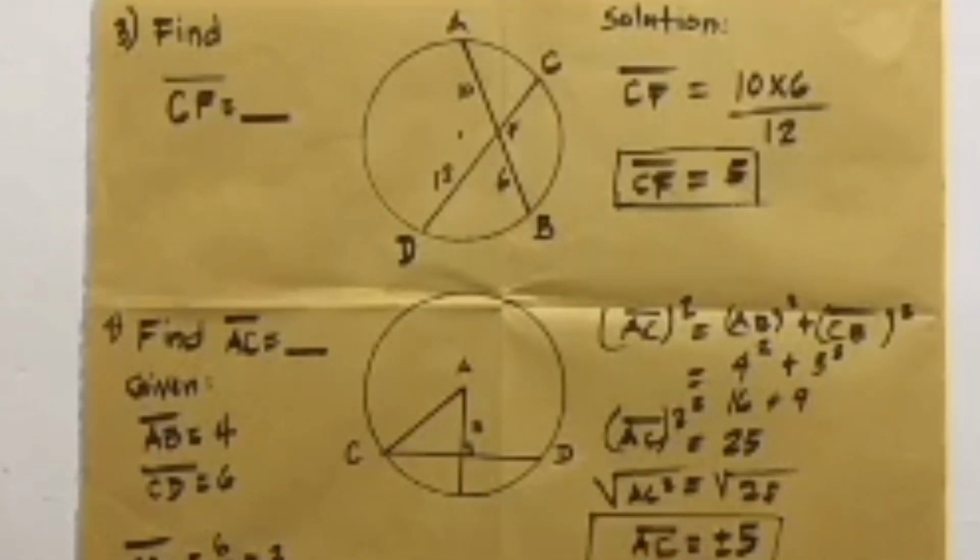So segment AC is equal to the square root of 25, we have positive and negative. The square root of 25 rather is equal to positive and negative 5. Our answer is, we concentrate on the positive result. So we have now this AC, which is the hypotenuse of a triangle, equal to positive 5.